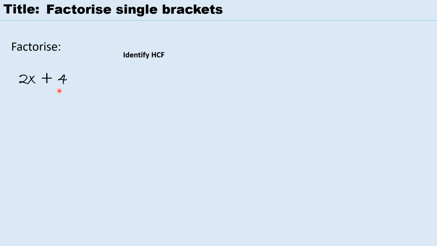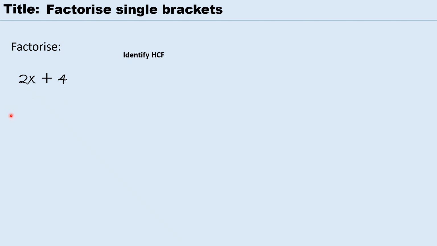Why? Because 2 divided by 2 gives you 1 and 4 divided by 2 gives you 2. There is no remainder. Again, 2 goes into 2 without leaving a remainder, and 2 goes into 4 without leaving a remainder. Therefore, 2 is the highest common factor.